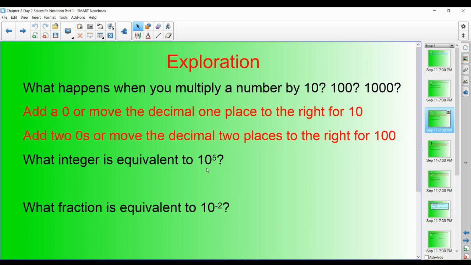Now if we look at what integer is equivalent to 10 to the 5th, 10 to the 5th is 10 multiplied by itself 5 times. So you wind up with a 1 followed by 5 zeros. You wind up with 100,000.